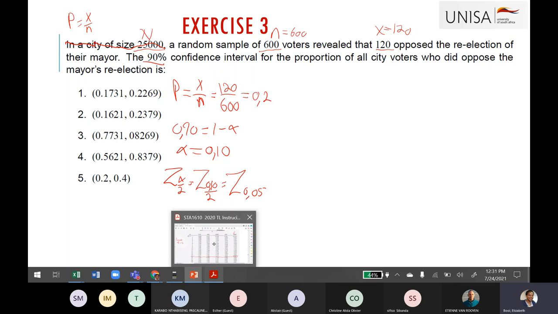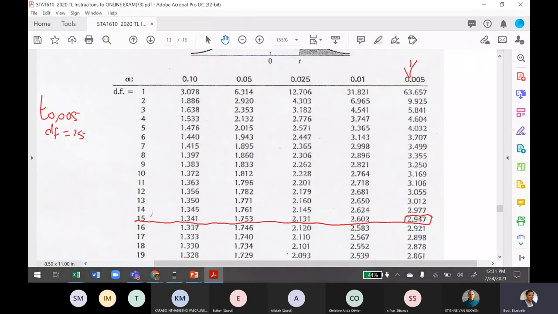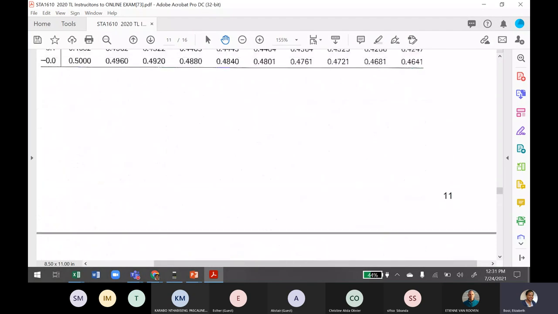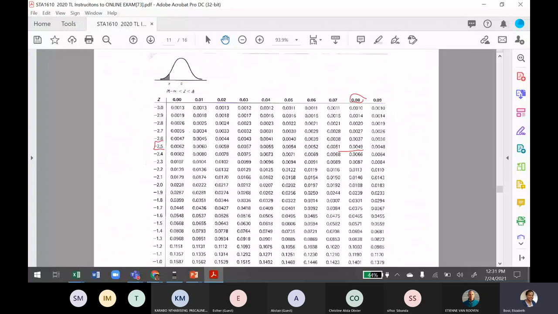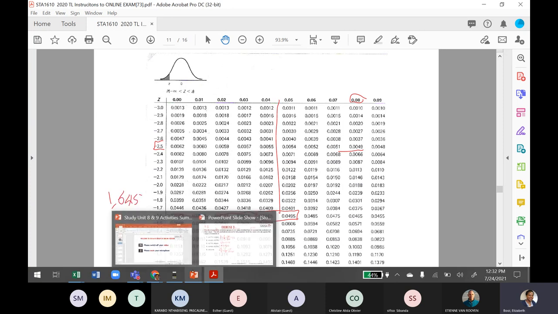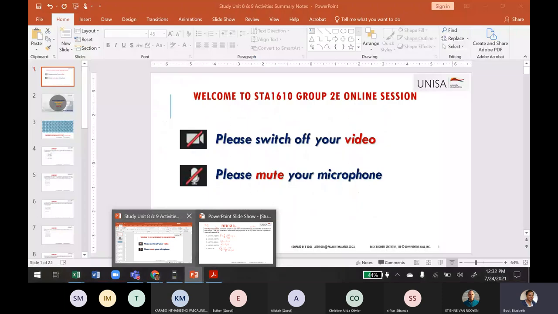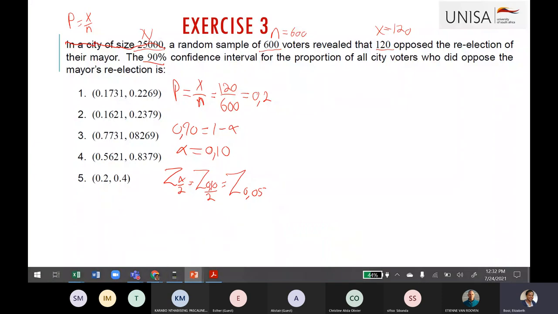It is one of those exceptions. So we go to the negative Z side of the table. Remember, when we look for 0.05, we're going to find it between those two values, and it will be 1.645.